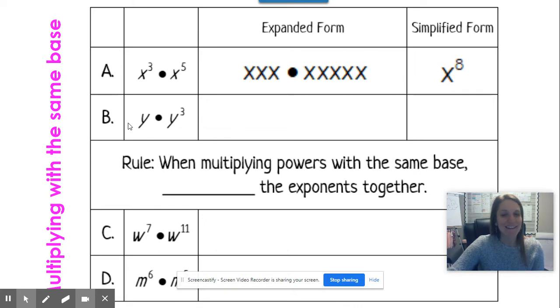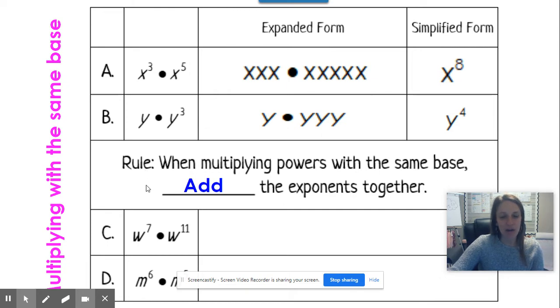Let's try it again. For the second one, we have 1 y and we have 3 y's. Y to the first and y to the third gives us a total of y to the fourth. You may have caught on to what's happening here. You can always write out in expanded form all of your terms and see how many you have. Or the rule we use is when multiplying powers with the same base, we add the exponents together.